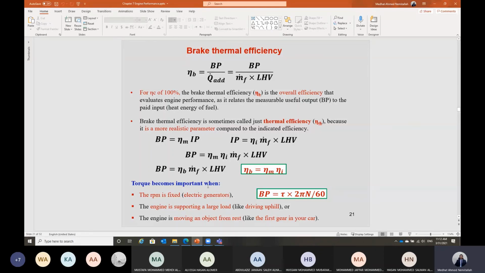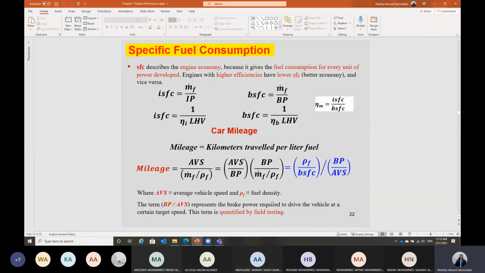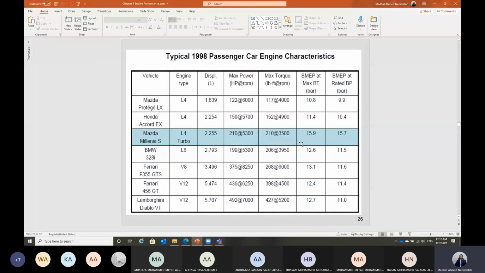Also, when we have a moving object from rest, like the first gear in your car, if you have a manual car, or even an automatic car, when you are moving from rest, once you start moving the car, you need the maximum torque. But in this case, we cannot run the engine at 4,500 RPM, or the car will just be flying. But this is one of the situations where the engine needs higher torque. The maximum torque is defined at a given RPM.